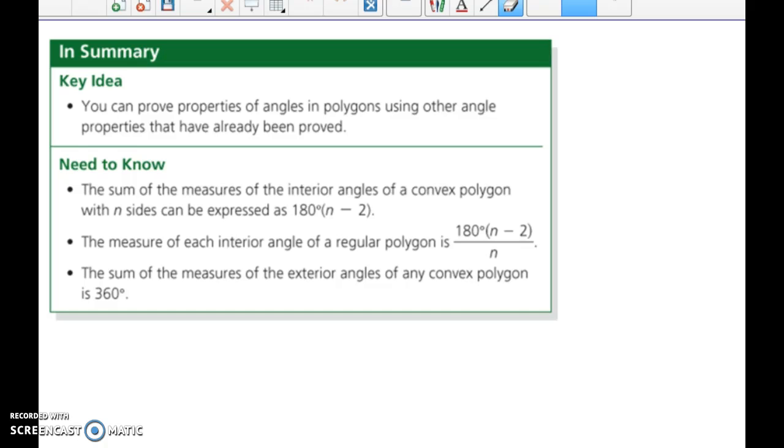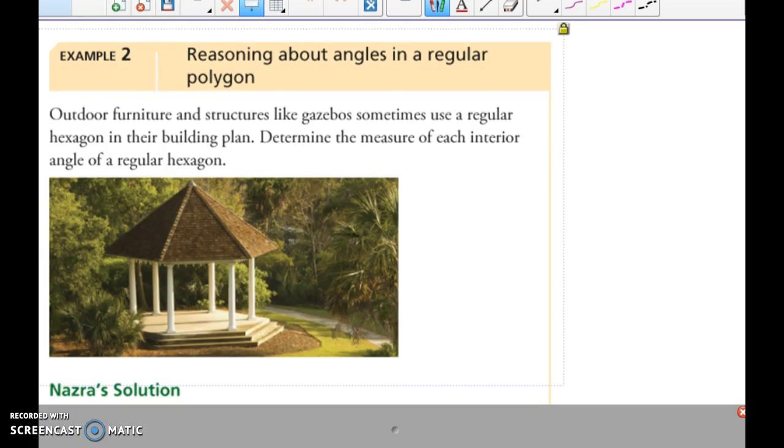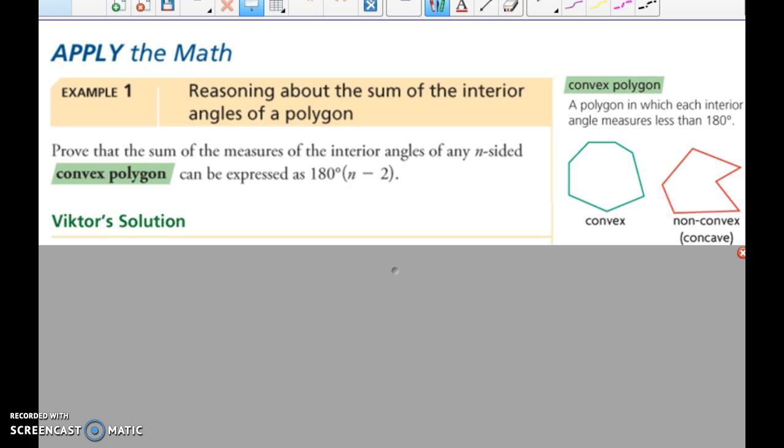We're talking about section 2.4, and we're going to start with the summary. The things we need to know in this are the interior angles of a convex polygon. The sum of them is found with this formula. The measure of each interior angle of a regular polygon uses this formula, and if you ever want to know the sum of exterior angles of a convex polygon, it is 360 degrees. Okay, so first let's go back and see what a convex polygon is.